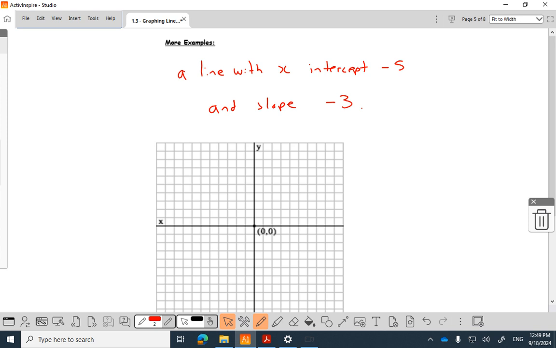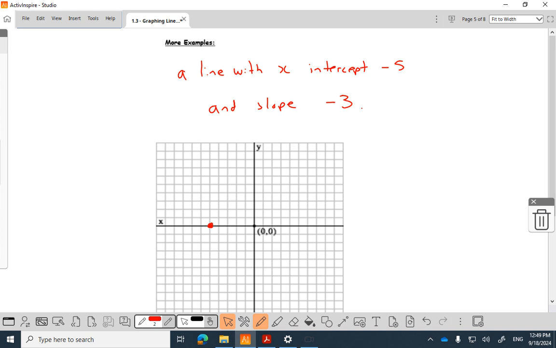1, 2, 3, 4, 5. If you got that wrong, don't freak out. Don't get upset. It's not homework time yet. Certainly not a quiz or a test, just us going, oh, x-intercept on the x-axis. I got it.